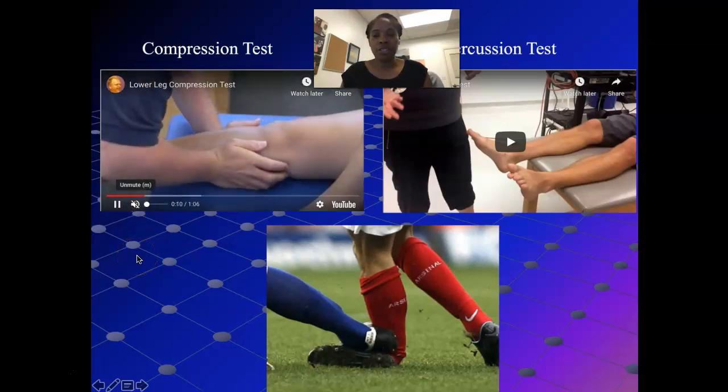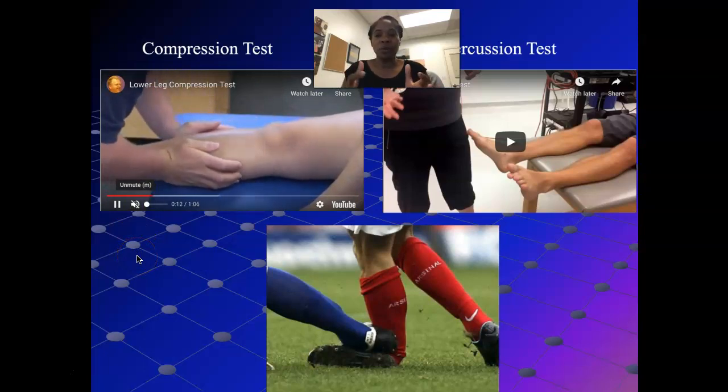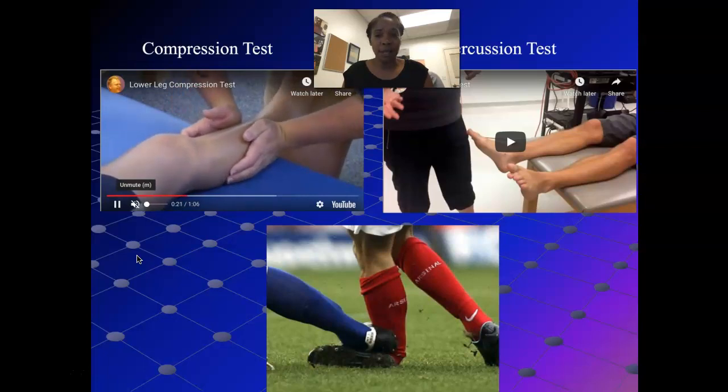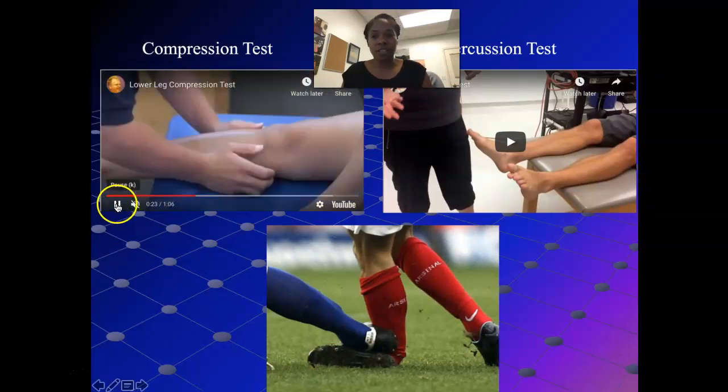So this is the compression test. You're going to take both hands and squeeze on the tibia and fibula. And if the patient complains of pain, then you're going to refer that patient out, right? Because again, some fractures might not be as obvious. That's going to be your compression test.